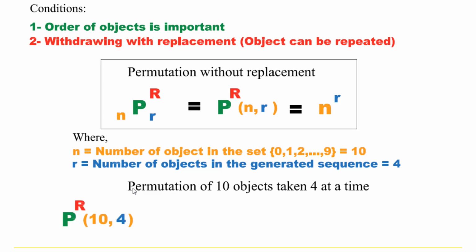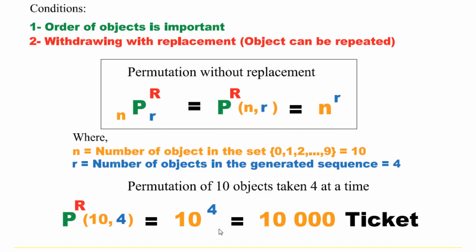And now we have permutation of 10 digits taken 4 at a time. So we substitute n and r in this formula. So permutation with replacement of 10 taken 4 is equal to 10 to the power of 4, and that is 10,000 tickets.